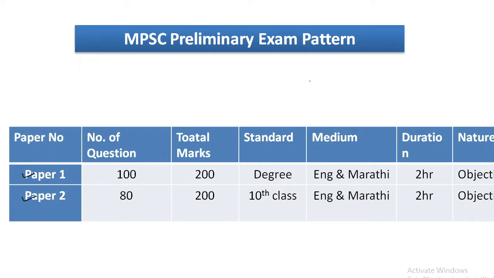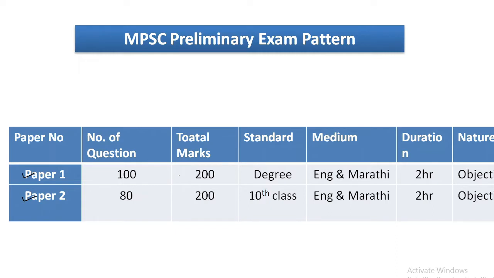But in the prelims paper, you will find the question is translated in both languages. Even if you choose English, you can see the translated version of the same question in Marathi. The duration of paper 1 is 2 hours, and the nature of paper 1 is objective. Objective means MCQ type. I hope you understand the pattern of paper 1.